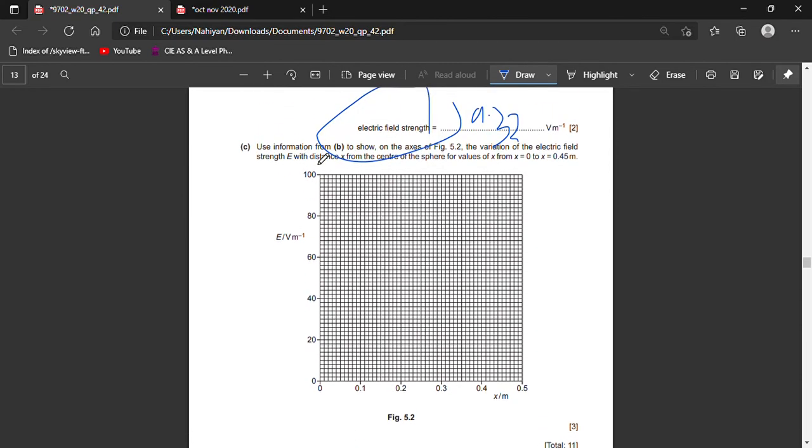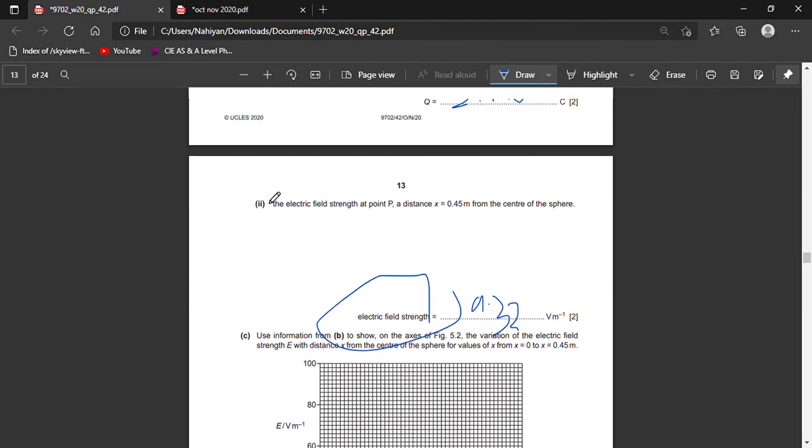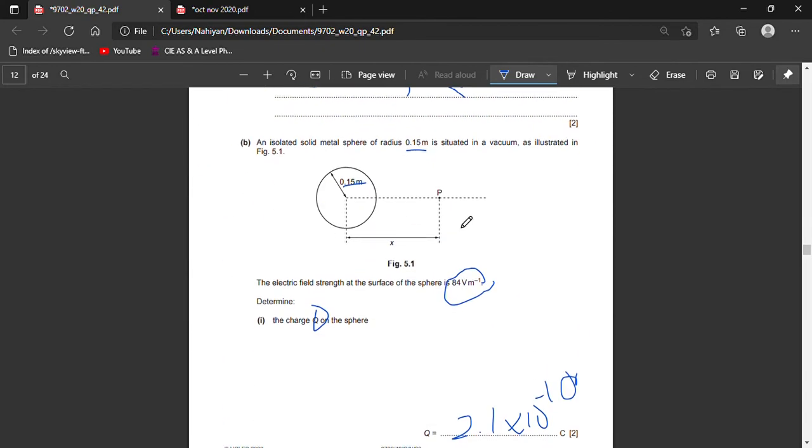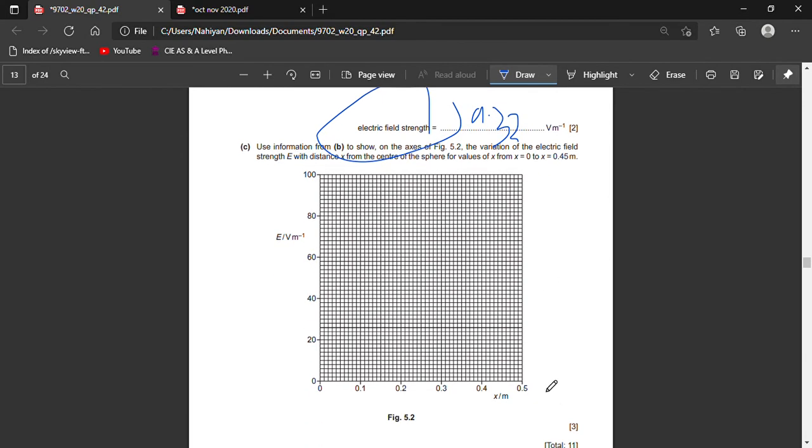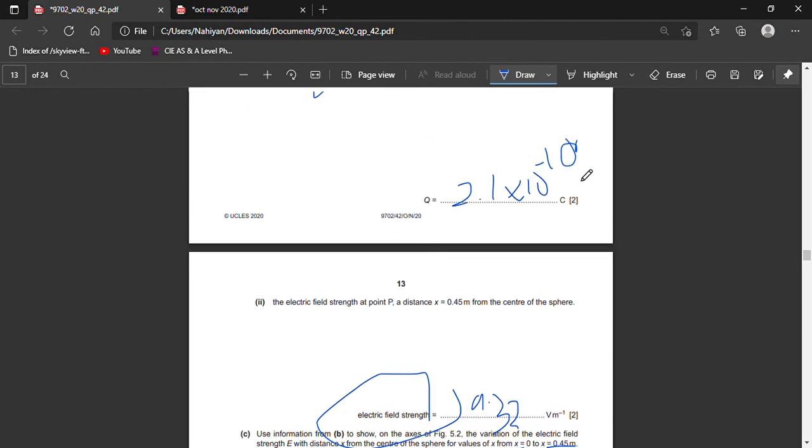Moving on, using information from B, show on the axis the variation of the electric field strength with distance x from the center of the sphere for values from x0 to x.